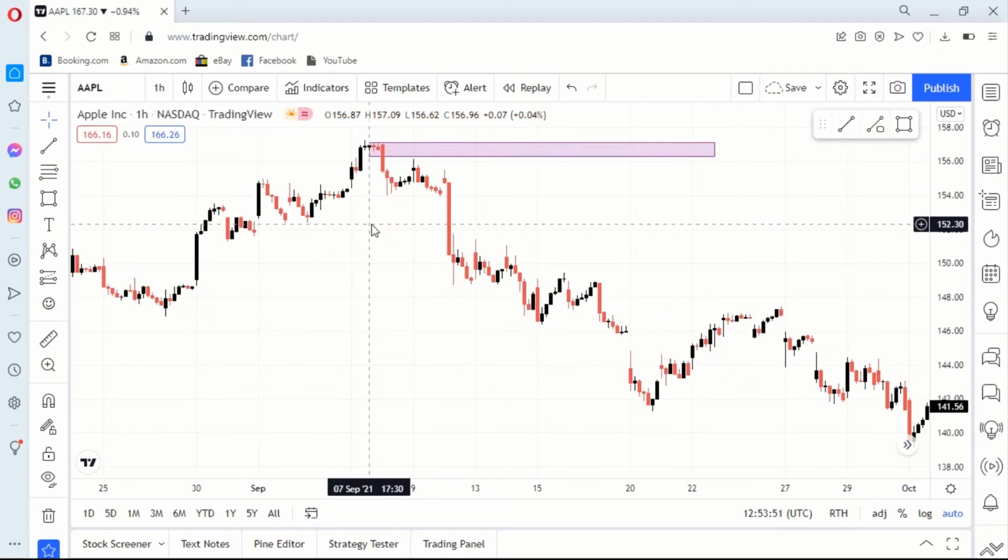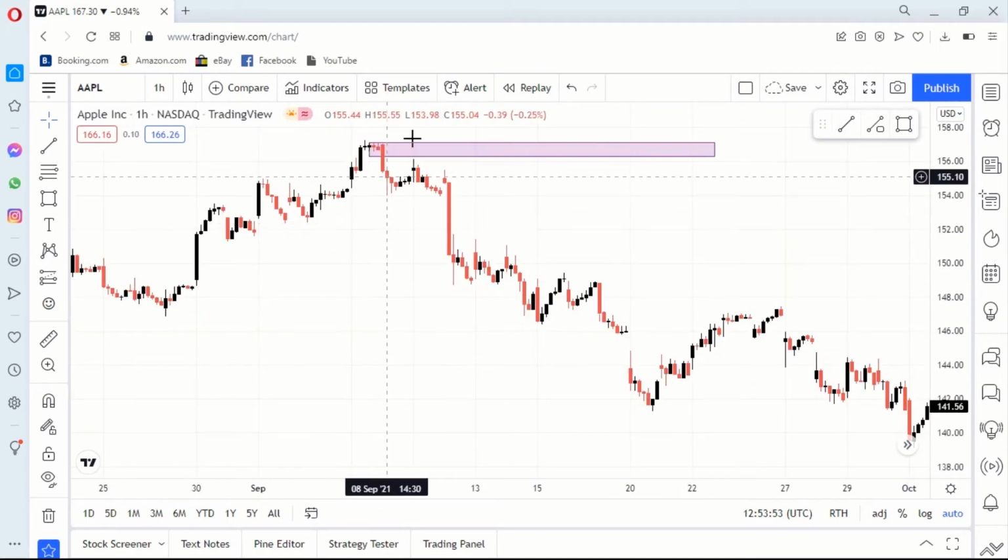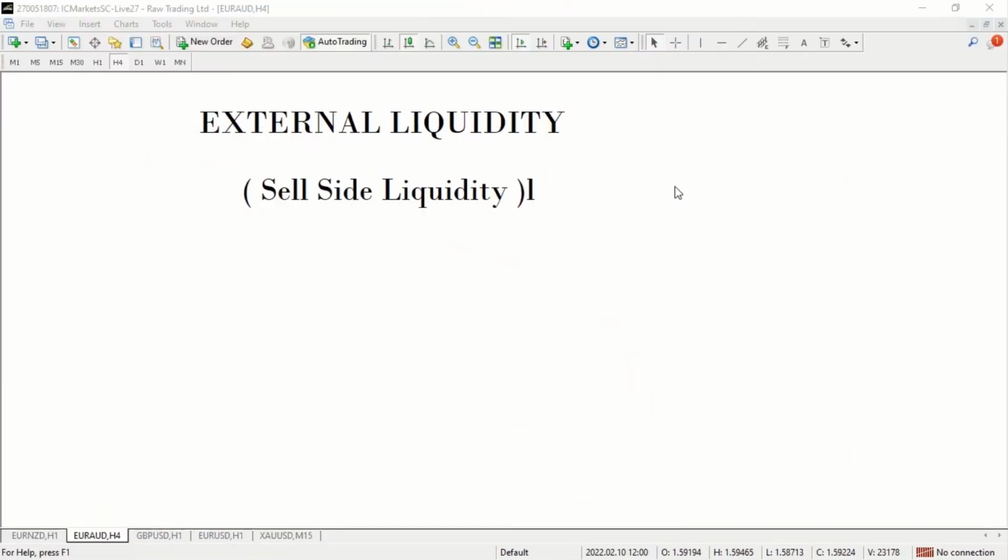Now let's get to the second example of external range liquidity. So our second example is sell side liquidity. Just ignore this one here, it's a typographical error. So let's look at various examples of sell side liquidity. Some of the examples are equal lows and double bottoms. We also have bullish order block and break in market structure formation at the discount level.